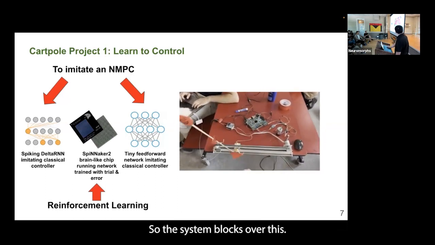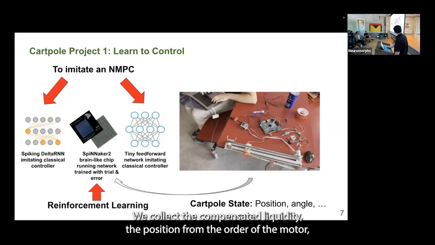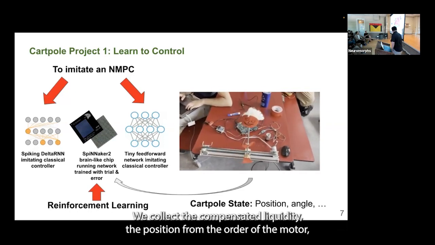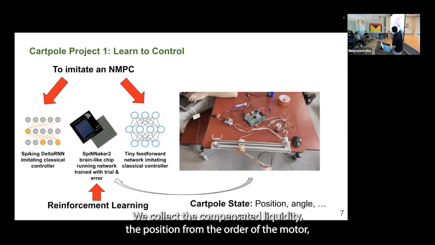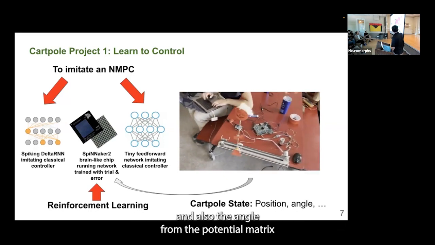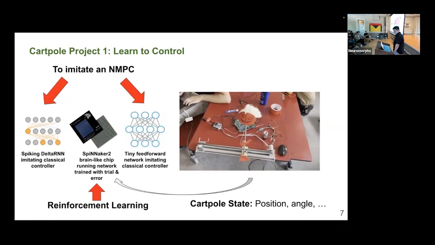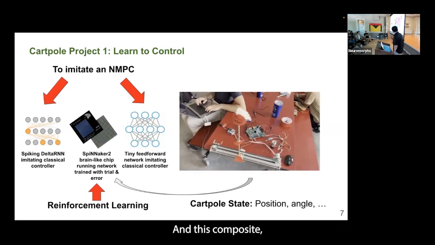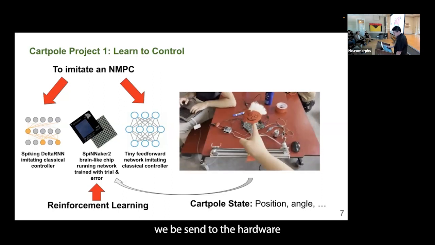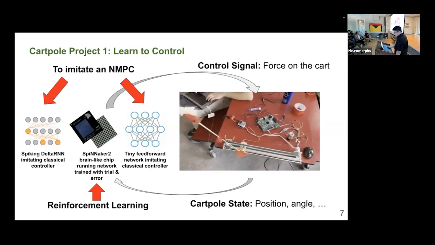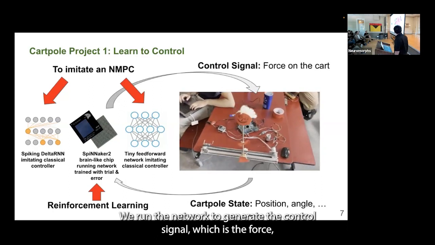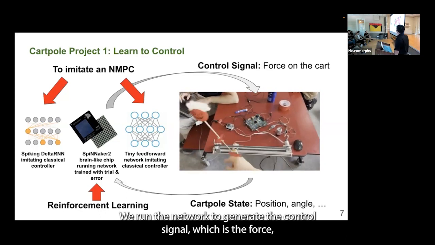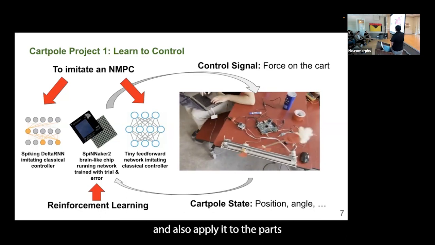So the system looks like this. We collect the carpal state, including the position from the encoder of the motor, and also the angle from the potentiometer on the cart. This carpal state is sent to the hardware, and the hardware runs the neural network to generate the control signal, which is the force and direction applied onto the cart.